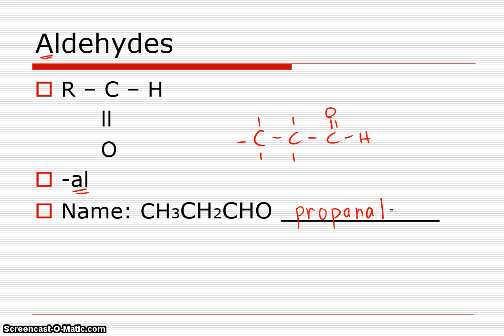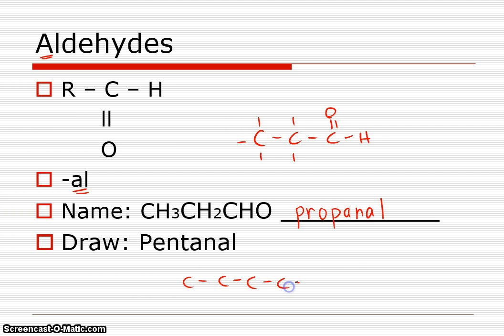We need that -al. If we're going to do the opposite and draw a pentanal, we're going to draw our 5 carbons, 1, 2, 3, 4, 5, for pent. We'll add that double bond O and H onto the end, and then I can fill in my hydrogens so that everyone has 4. And there we have pentanal.